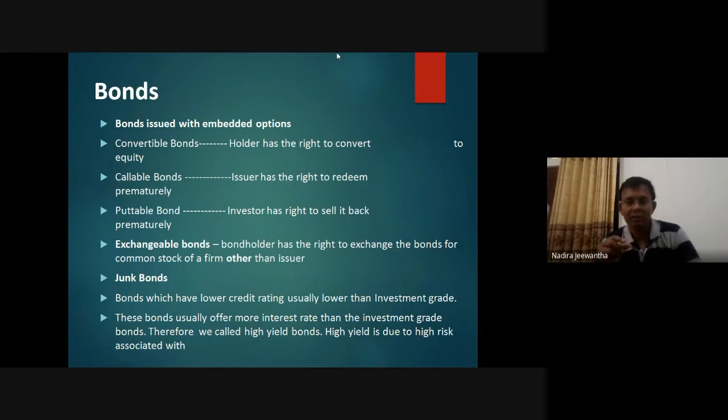But remember, if the callable option is available in a particular instrument, you have to pay more. Why? Investors know that they don't know at what time the bank will recall this. Then you pay more, so that investors won't be the victim.